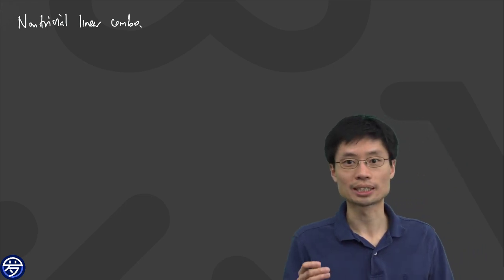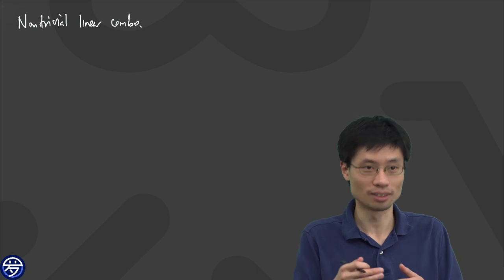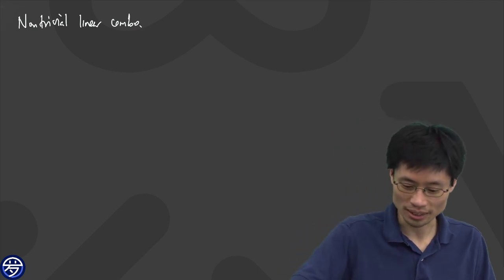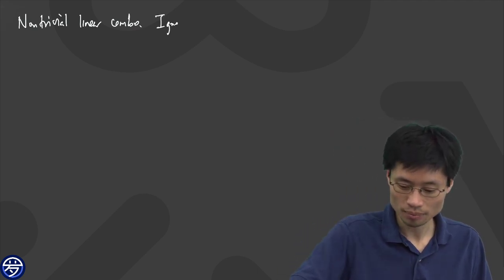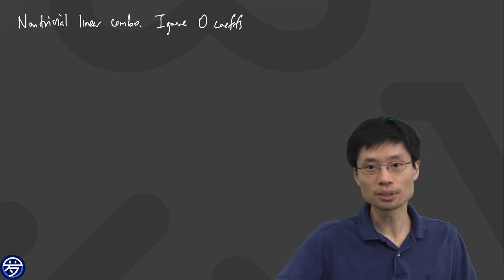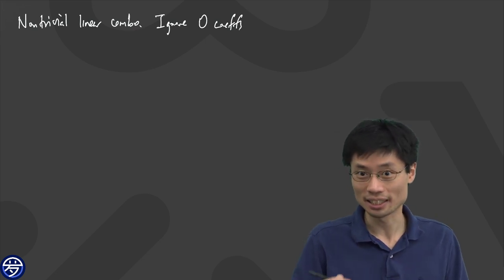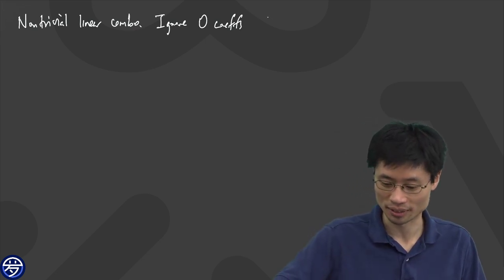And what we'll do is that we'll ignore the things which have zero coefficients. Non-trivial linear combination means that not all of them have zero. So let's ignore the zero coefficients. And then what we'll do is, let's let I correspond to all the positive coefficients, and let's let J correspond to all the negative coefficients.